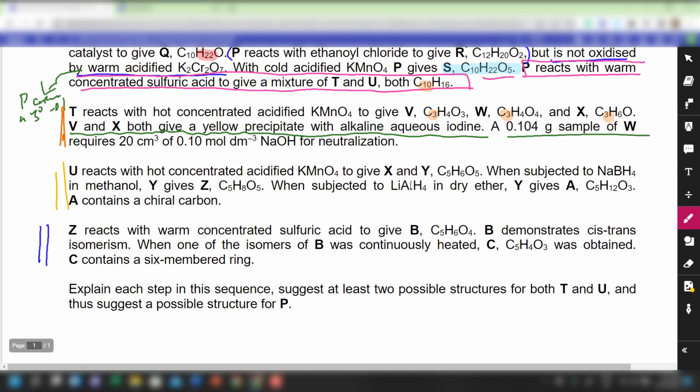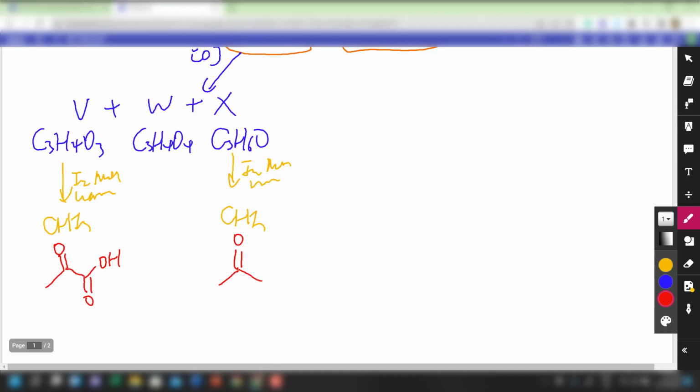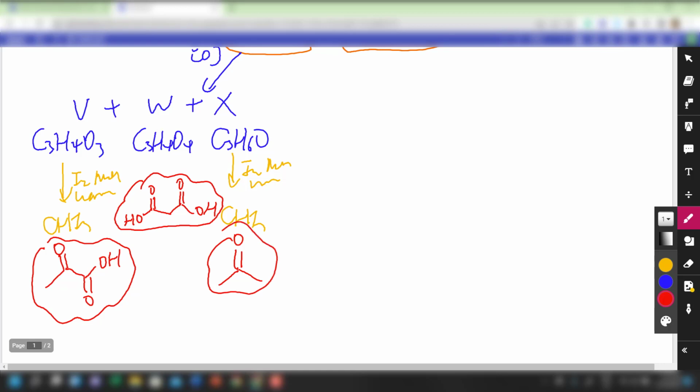1.104 grams of W requires 20 cubic centimeters of 0.1 moles per dm cube for complete neutralization. If we do a quick calculation, you will realize that W is a dicarboxylic acid. Same case with only 3 carbon, the dicarboxylic acid has only this particular structure, with both carboxylic acids right at the end. So if nothing goes wrong, these will be the 3 structures for V, W, and X respectively.